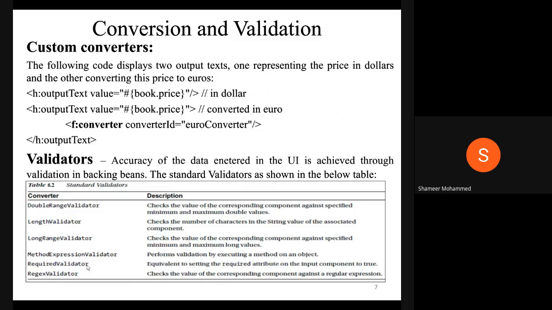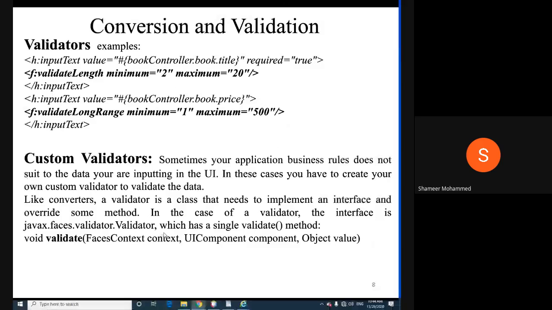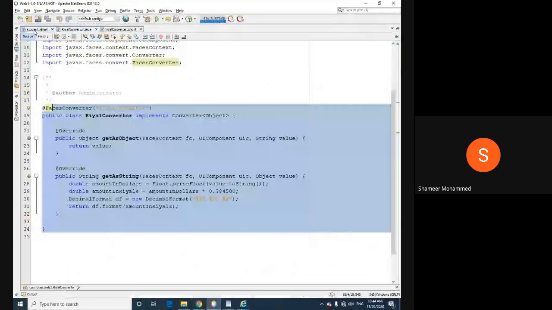So I will show you an example of a simple validator. Now see, the title of the book. How much you want minimum, how much you want maximum, you can write like this: f colon validateLength, minimum equal to 2, maximum equal to 20. Okay. So here also for the password, you have the input secret.